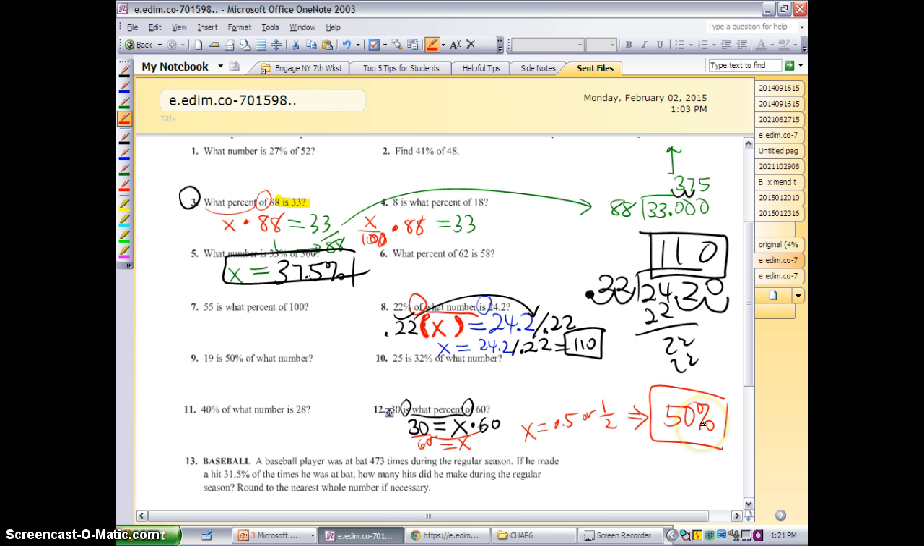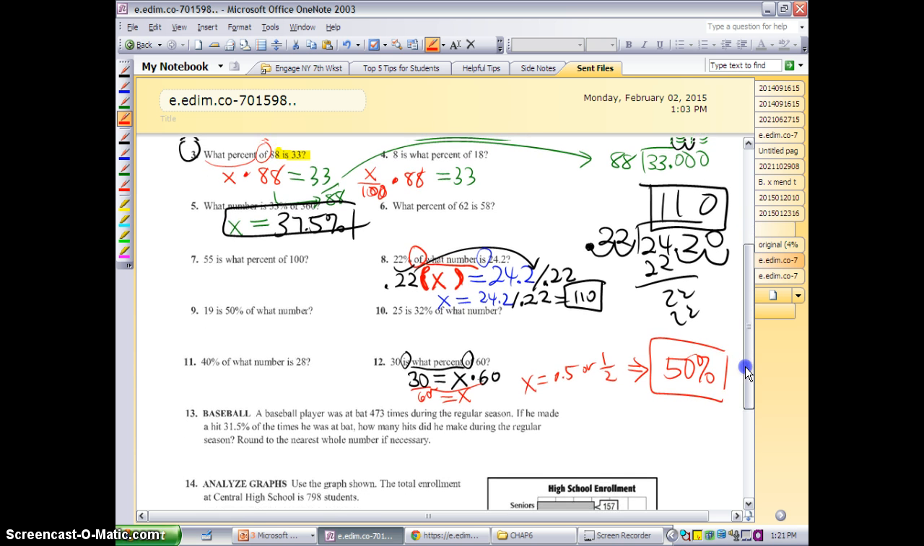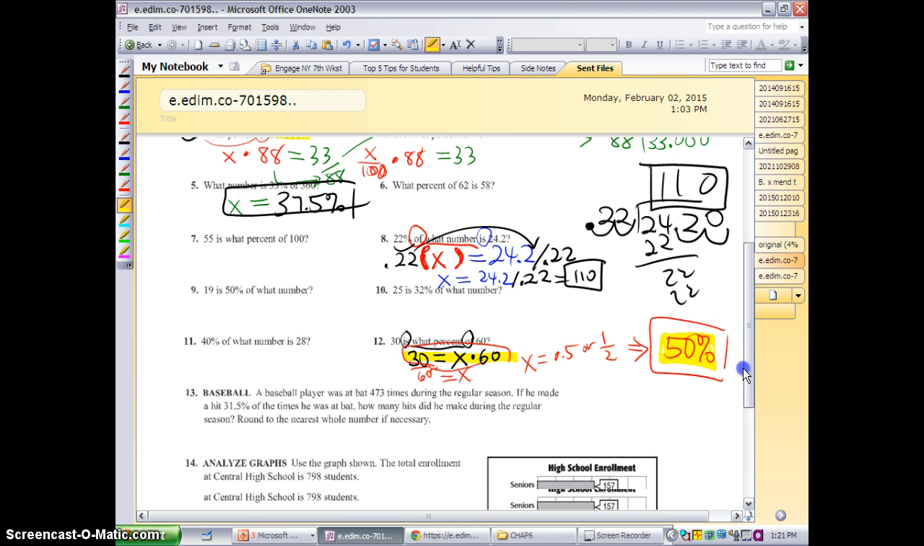Maybe we already knew that answer, not even having to write it out. But we do have to know that this is our equation. Let me just highlight it for you. And if we could simply get that answer in our head, then we can just write 50%.